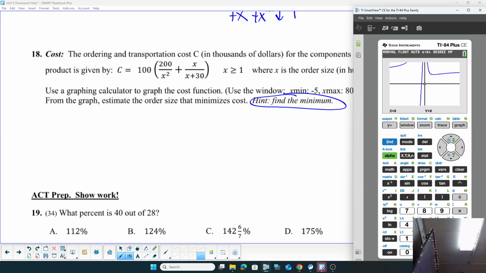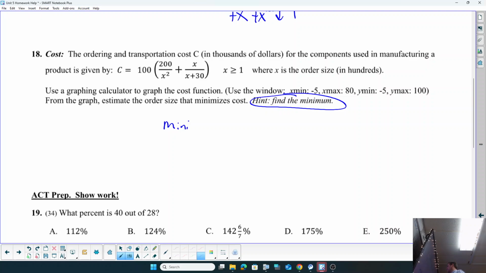And so they want you to find the minimum, right? From the graph, estimate the order size that minimizes the cost. So if we push the trace button, it looks like right about here is where it minimizes. So you go second, calc. We're going to go to minimum, enter. We're going to go to the left of that minimum, enter. We're going to go to the right of that minimum, enter. And then you're going to guess, right about here is where the minimum is. And so from our calculator, we get a minimum at x equals 40.44.